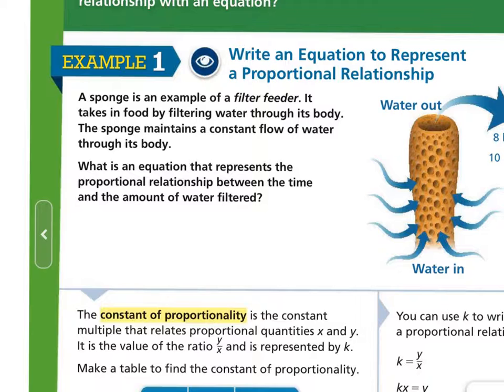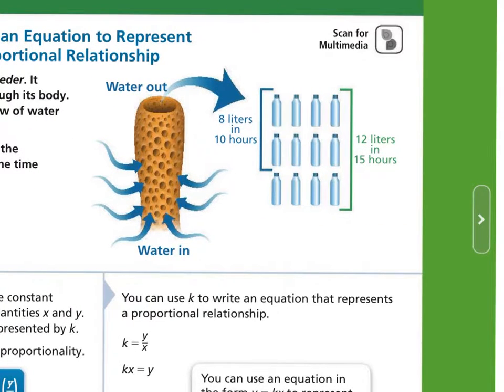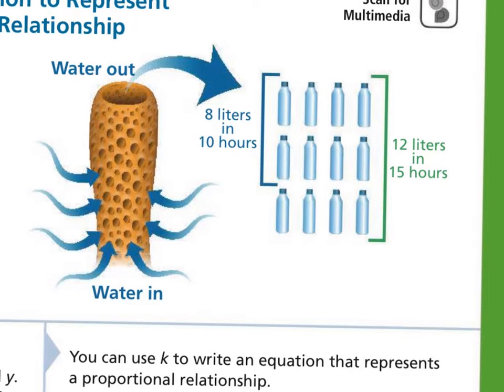Okay, so they're telling us it's proportional. The question is, they want us to write an equation. So we're going to be learning about how we can write an equation. So what's happening here is 8 liters in 10 hours of water for the sponge, 12 liters in 15 hours for the sponge.